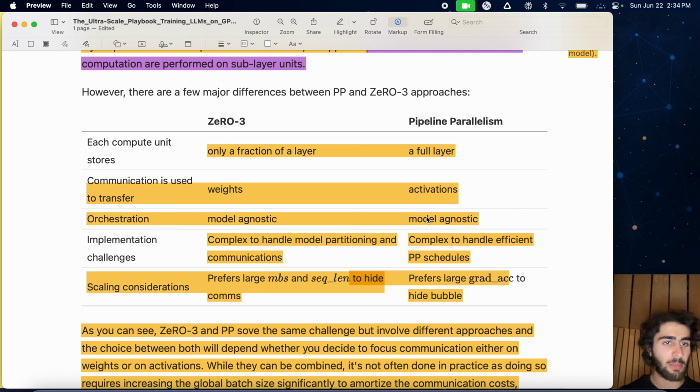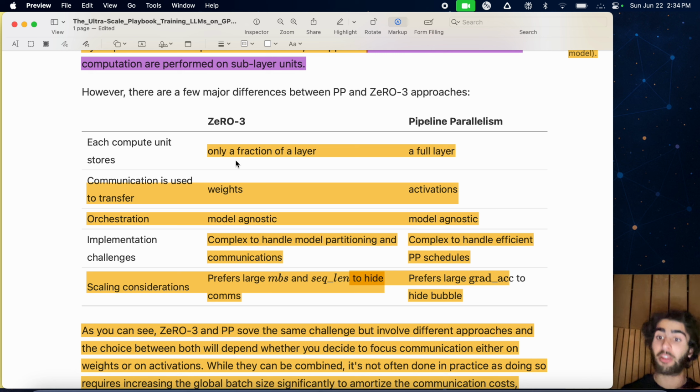And then when we talk about implementation challenges, first of all, for ZeRO-3, it's complex to handle the model partitioning and communications because we are fractioning, or putting into different tiny shards, all of the layers of the model. And then with respect to pipeline parallelism, it's complex to handle efficient pipeline schedules such that there is limited idle time per GPU.